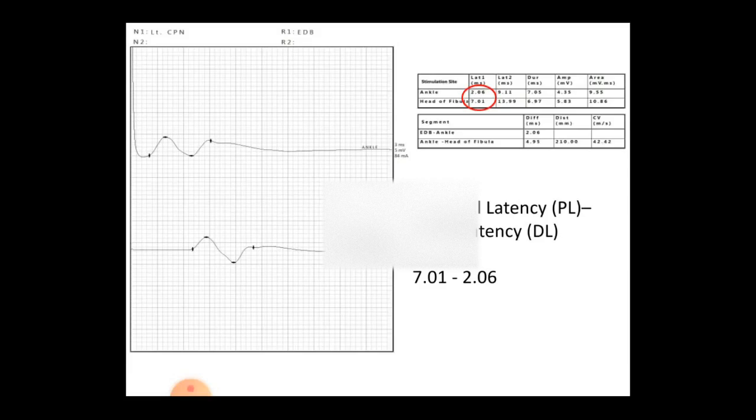Latency means the time taken by the impulse to travel from the stimulating point to the recording point. So here proximal latency is 7.01 and distal latency is 2.06. When we subtract, it is 7.01 minus 2.06, which equals 4.95. That is already mentioned here as the difference of latencies, proximal latency and distal latency.